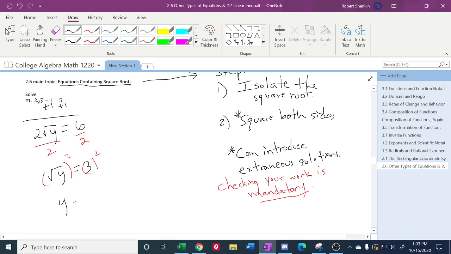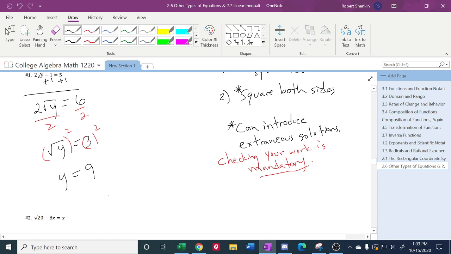We get y equals 9. We check. When you put 9 in here, you're going to get 3. Just do the left-hand side, and that turns out to be what it's supposed to, and it checks.